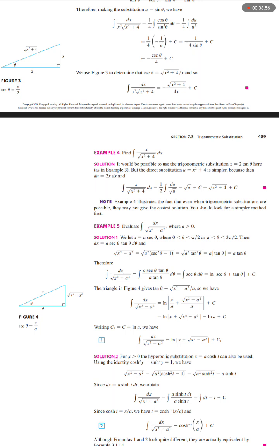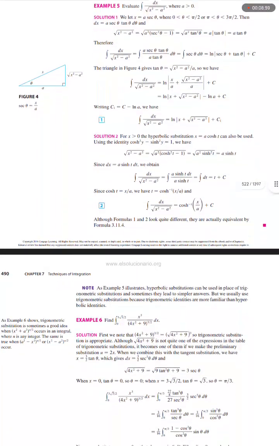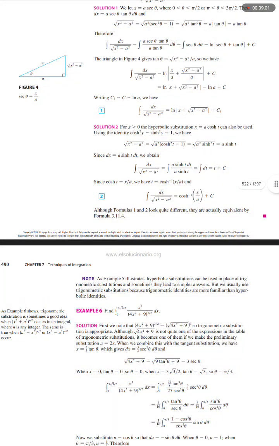Sidebar, see figure 4. Where secant theta equals x over a, and we have a right triangle with an angle theta. The adjacent is a, the opposite is the square root of x squared minus a squared, and the hypotenuse is x. Back to the text.